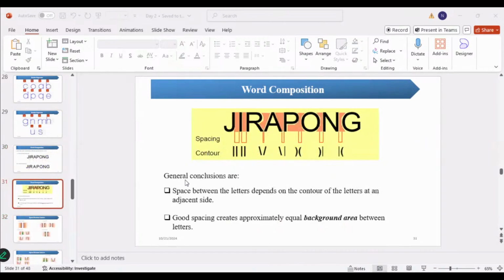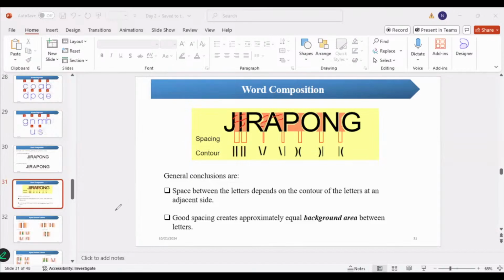Okay. So here, let's take the non-uniform one. Spacing is different, though the spacing is different, if you look at the contour or the area in between these two letters, those are almost the same.